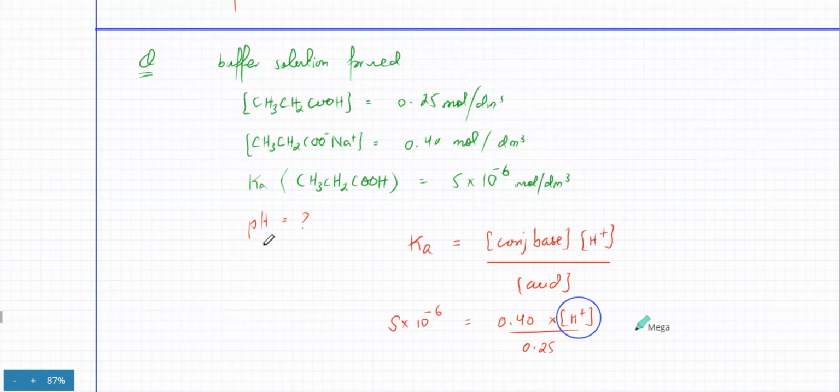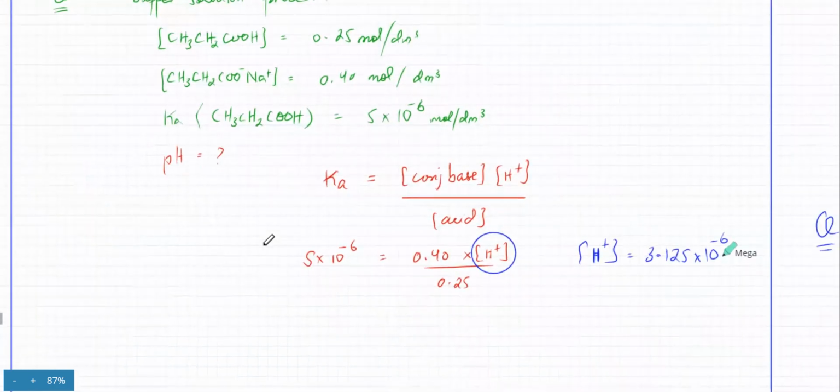The answer of H plus is 3.125 times 10 to the power negative 6? Okay, so it's 3.13 mole per dm cube. It's correct? Yes, I just made up this question, I don't have answers. But if you did the work, it looks correct.